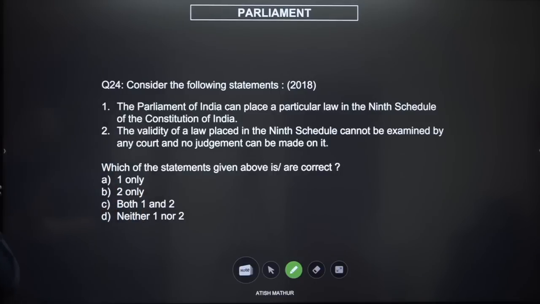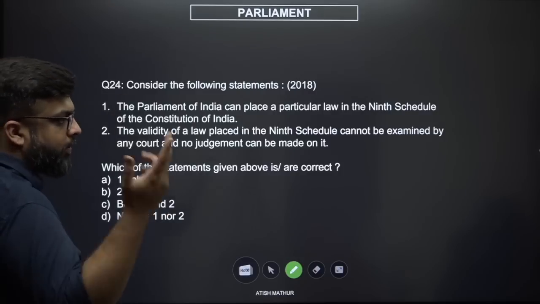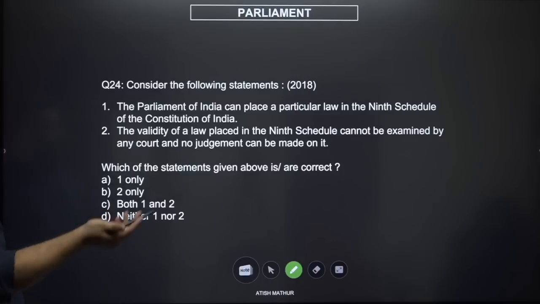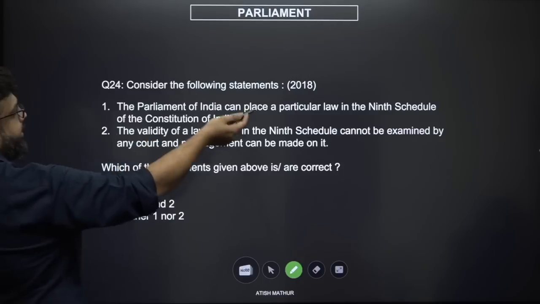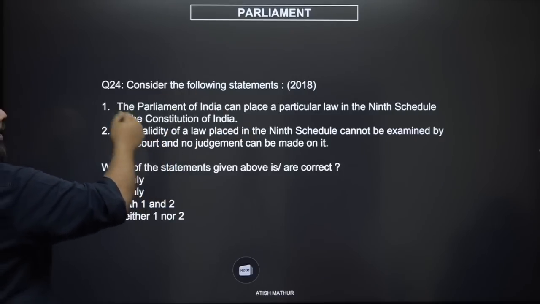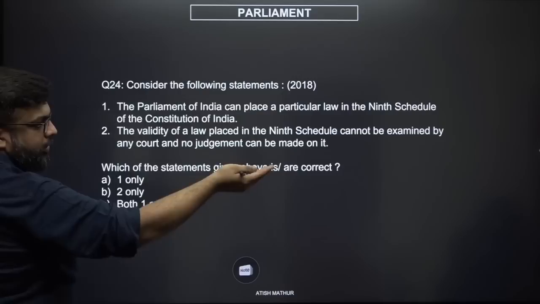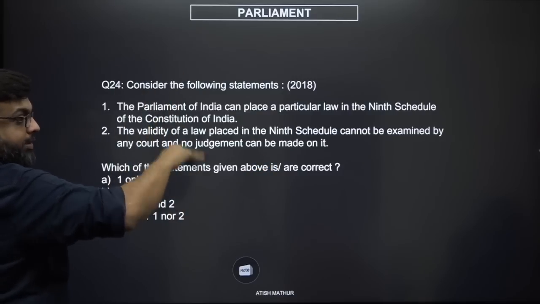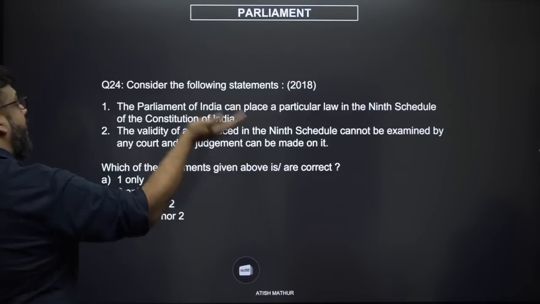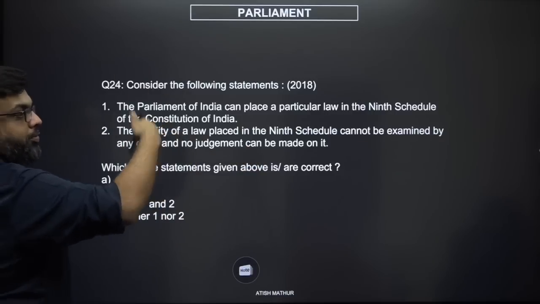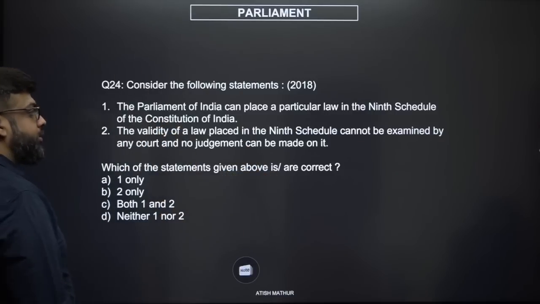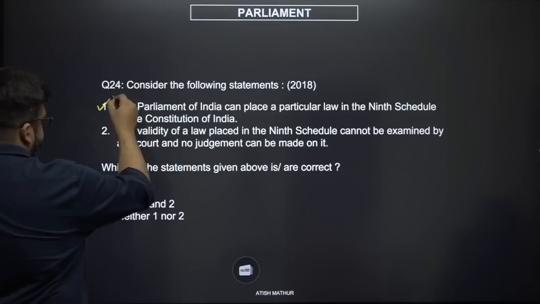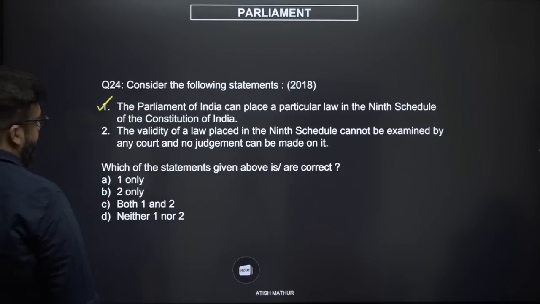Let's see. The Parliament of India can place a particular law in the 9th schedule of the Constitution of India. Of course it can. They have been doing so since eternity. It is the Parliament who can do that because the 9th schedule is a part of the Constitution. Any additions that have to be made to the Constitution have to be made through a constitutional amendment. And who has the powers to make those changes to the Constitution? The Parliament. Therefore, the first option is definitely correct.